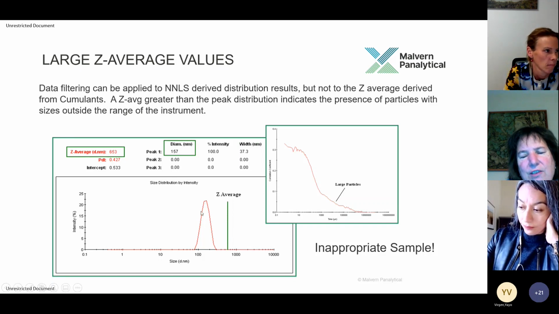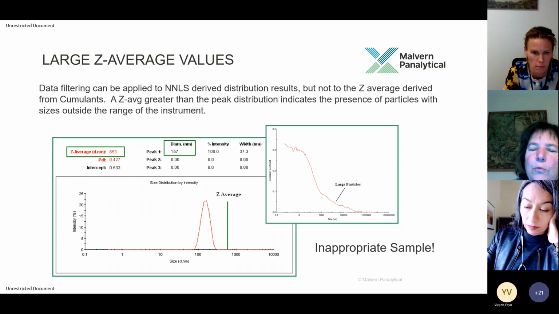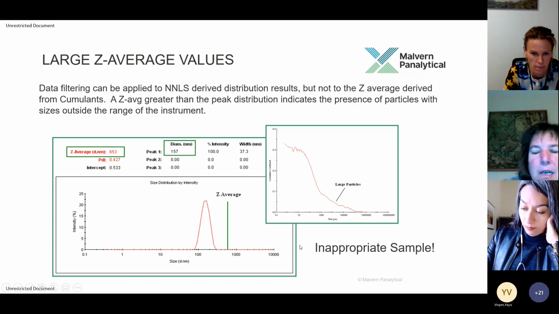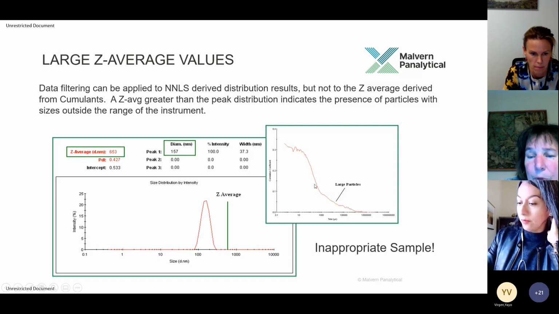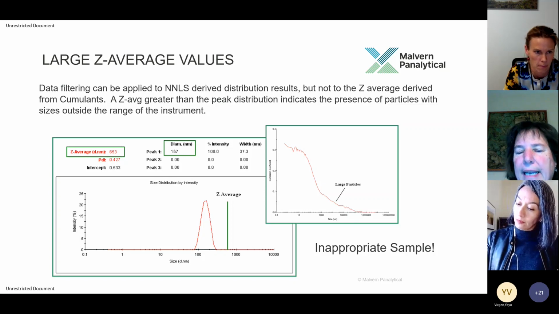So the Z average is actually larger than the peak mean, which tells you that there are really big things in this sample that we can't fit. And it's really inappropriate for a dynamic light scattering measurement. Again, maybe I can centrifuge out the large particles and clean this up and get nice data.